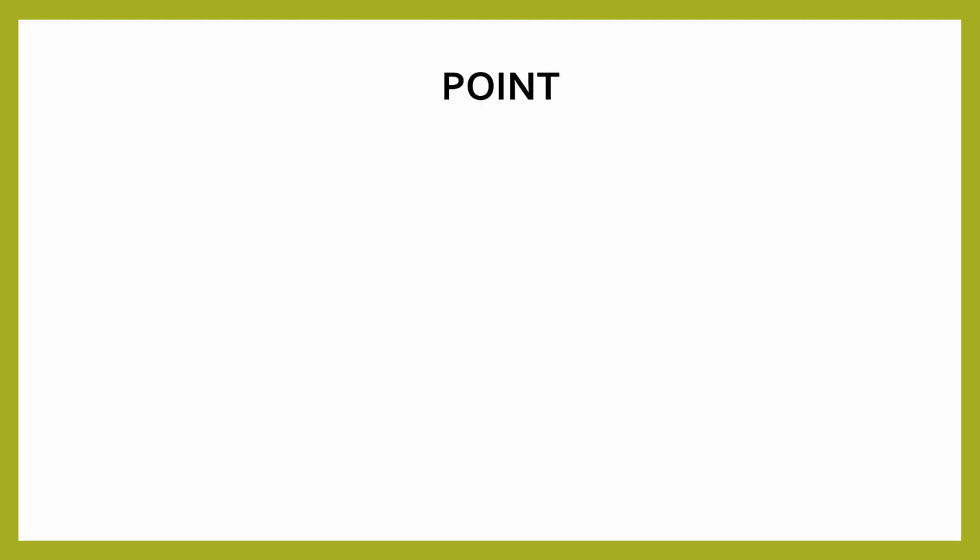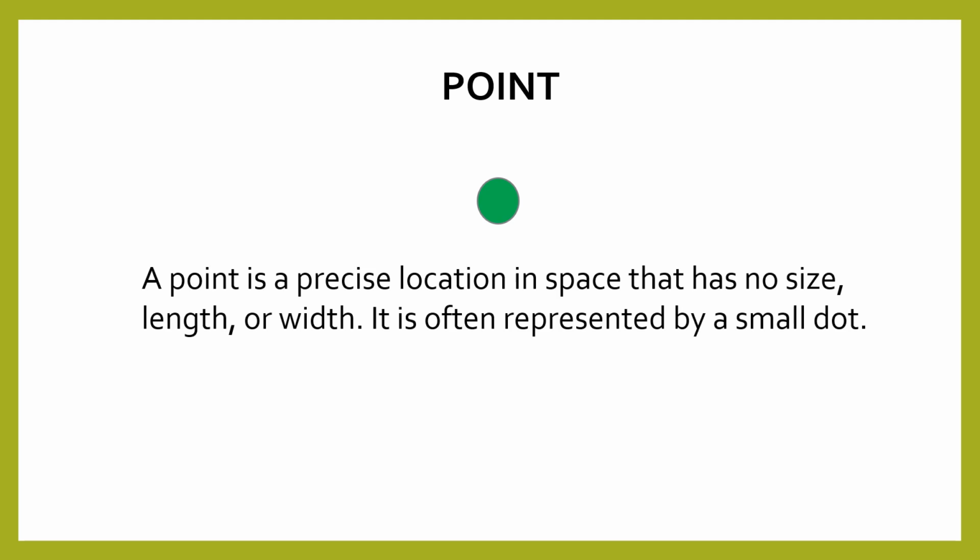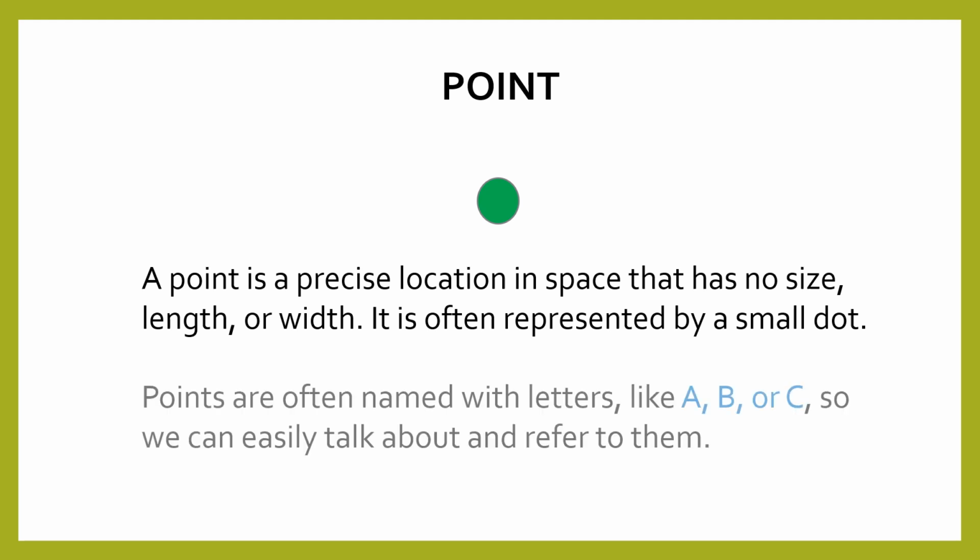Now, let's understand what is a point. A point is a precise location in space that has no size, length, or width. It is often represented by a small dot. Points are often named with letters like A, B, or C, so we can easily talk about and refer to them.